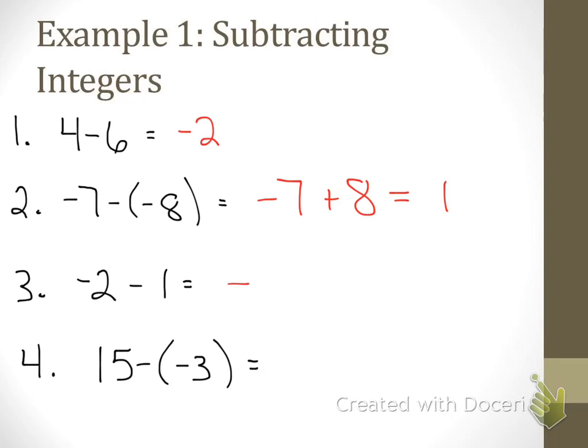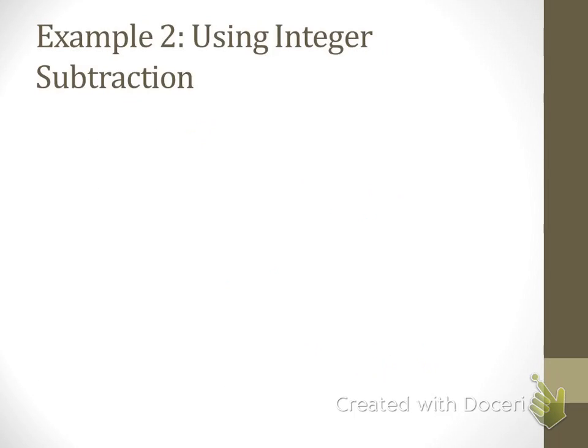All right. What's -2 minus 1? Negative 3. -3. What's 15 minus -3? 18. 18, because that 3 changes to a positive. Who got them all? Anybody get all 4? Okay, good. Anybody just miss 1? Okay, good.